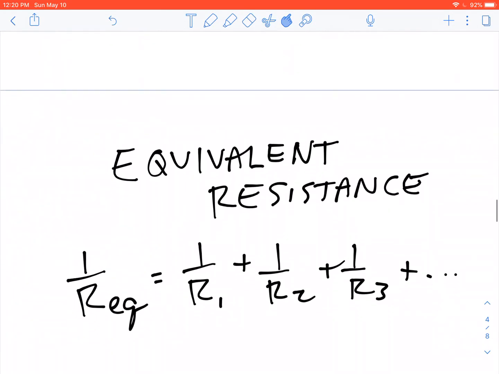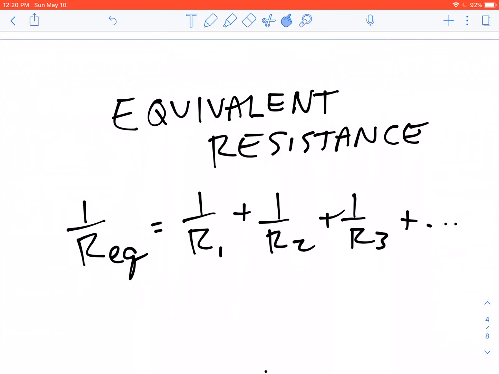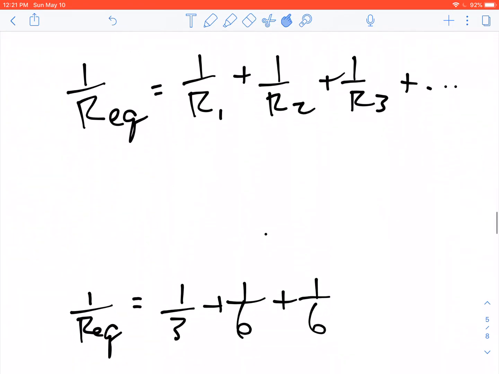All right. Now, when we want to calculate equivalent resistance, we have a kind of complicated formula that we use for parallel circuits, and it's got a little bit of a pitfall in it. In series circuits, we added up the individual resistances to get the total resistance. In a parallel circuit, we add up 1 over the resistance of each resistor to get 1 over the total resistance. I'm going to show you how that works here.